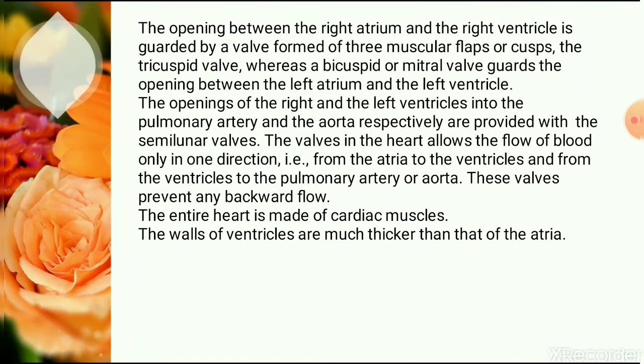The opening between the right atrium and the right ventricle is guarded by a valve formed of three muscular flaps or cusps. Hence, it is called the tricuspid valve. The left atrium and left ventricle are connected by a bicuspid valve, also called the mitral valve.